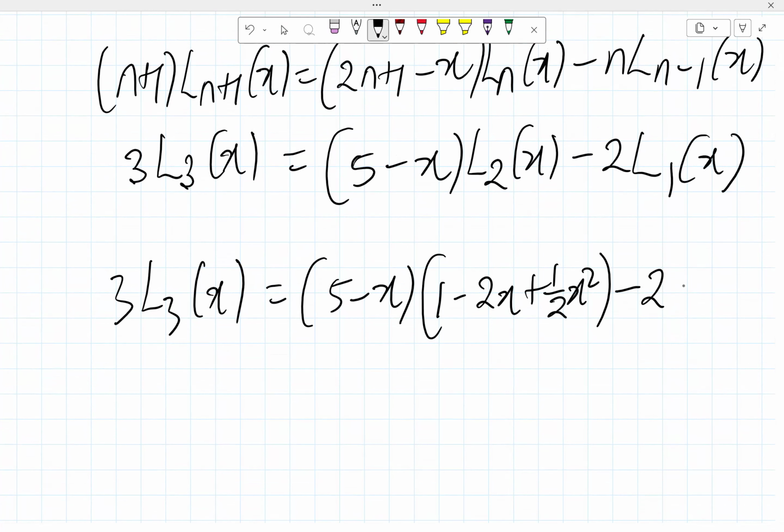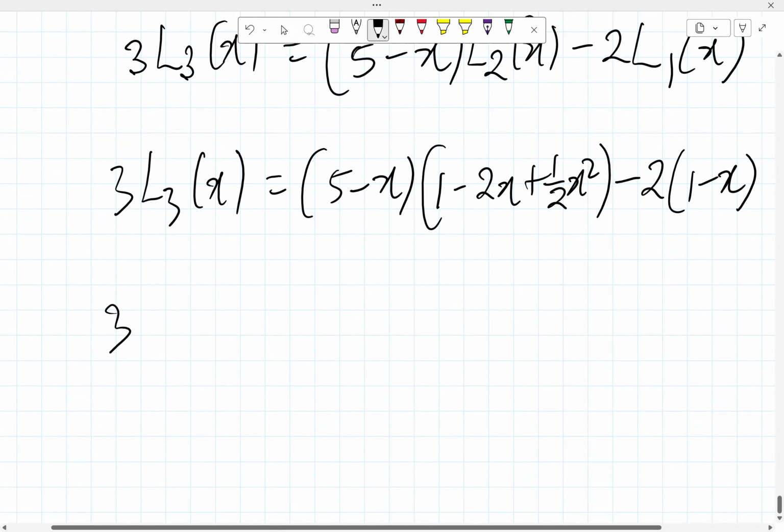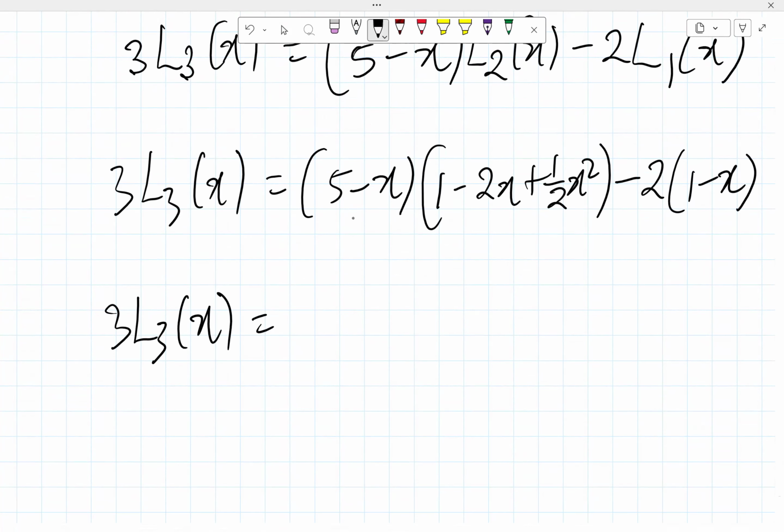L1 of x is 1 minus x. Hope that's correct. Yeah, 1 minus x. So we just tidied this up. So we have 3L3 of x to be, okay, I guess the expansion can start already. 5 times 1 is 5. 5 times minus 2x, that's minus 10x.